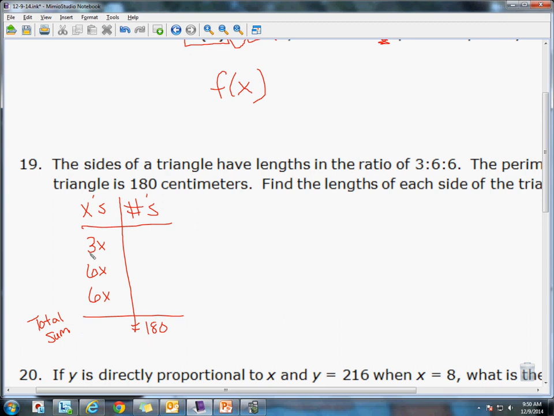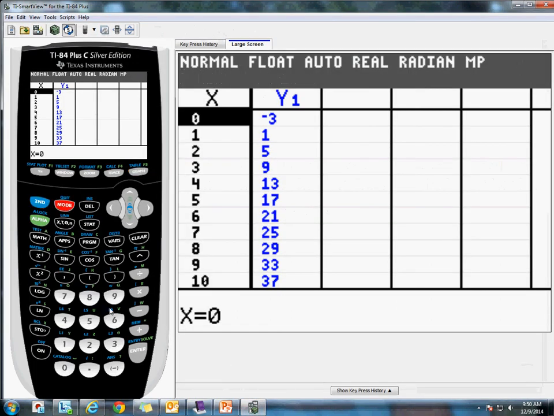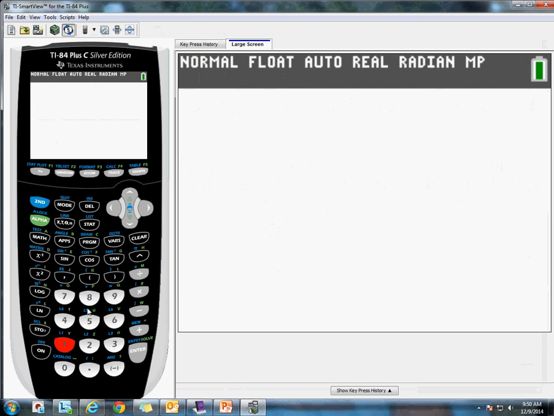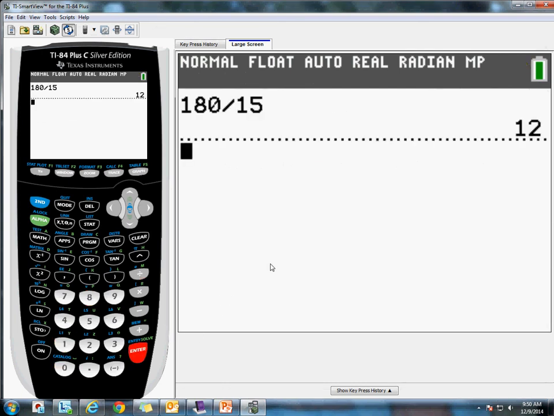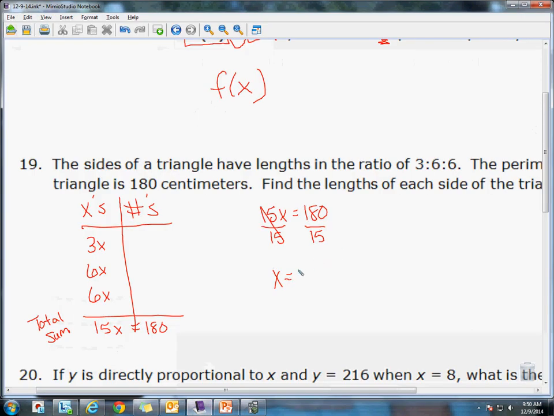This is my total x's. So 3 plus 6 is 9. 9 plus 6 is 15. So you have a simple one-step equation. 15x is equal to 180. Divide both sides by 15. If you need to, you can type it into your calculator. So you have 180 divided by 15, and you get 12. So x is equal to 12.